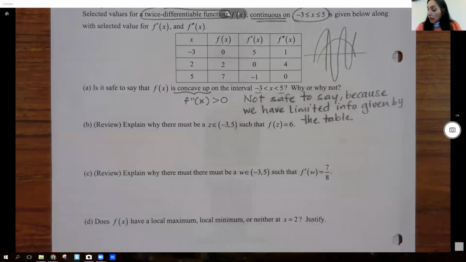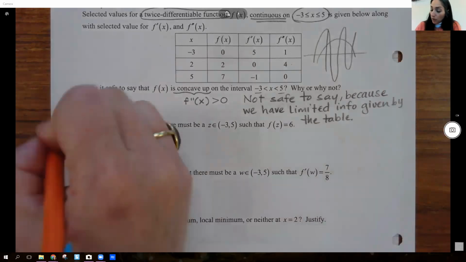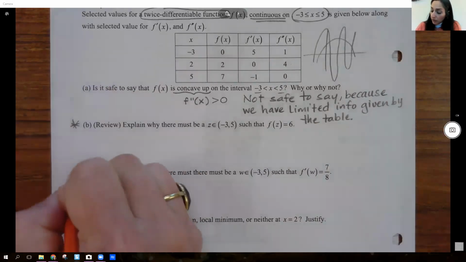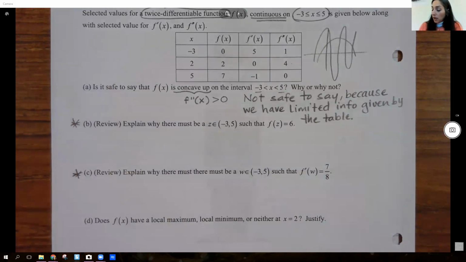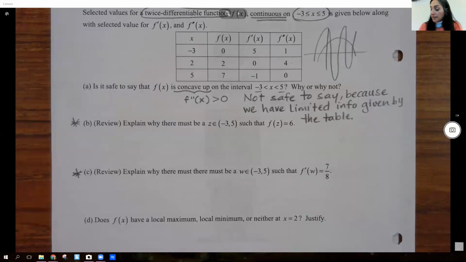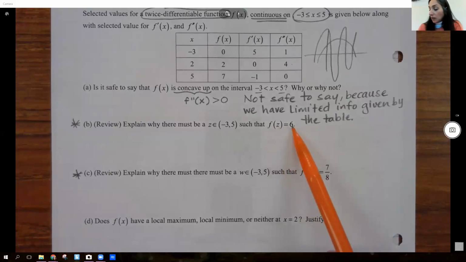All right. While you're writing that down, think about the answers to part B and part C. These are both old material. So explain why there must be a Z, which is just another X value. That's all that means. There must be a Z in between -3 and 5, such that the function value at that Z has got to equal 6.